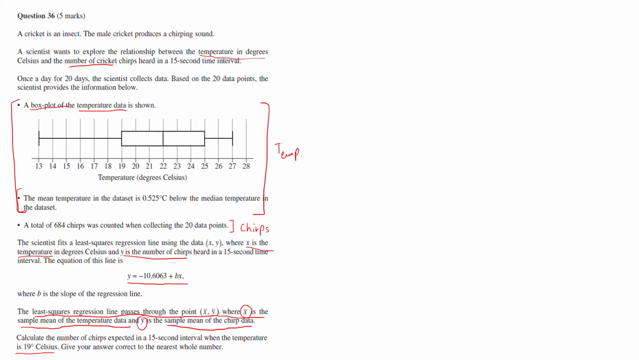So let's first calculate x bar. x bar is the sample mean. You're being told that the mean temperature is 0.525 degrees below the median temperature. How do you find the median temperature from a box plot? The median is basically this value. So we know the median is 22 degrees. What we are told is the mean is 0.525 below 22 degrees. So subtract 0.525 from the median, and you will get the mean, which is 21.475. Okay, we got 21.475 degrees.